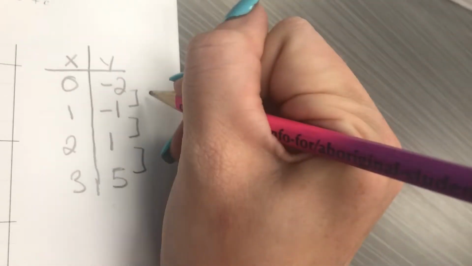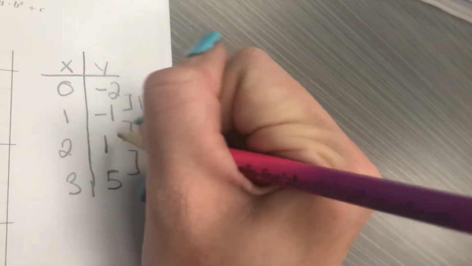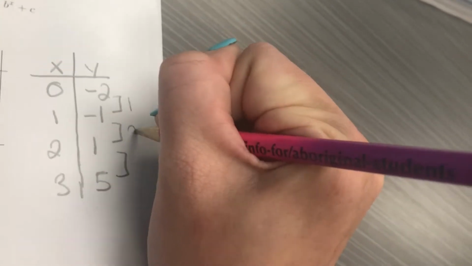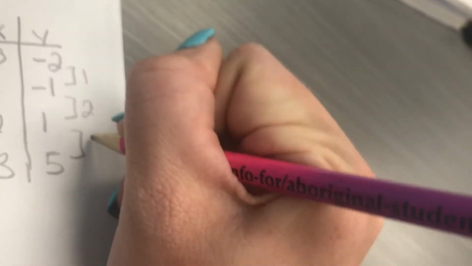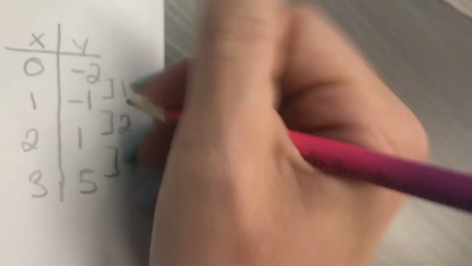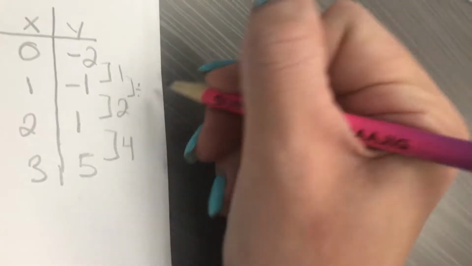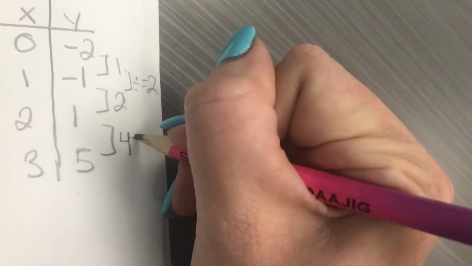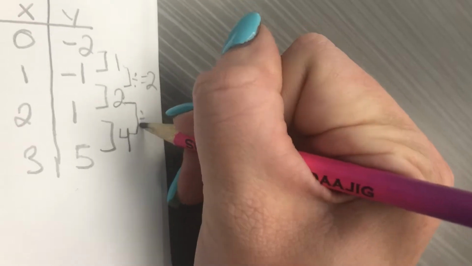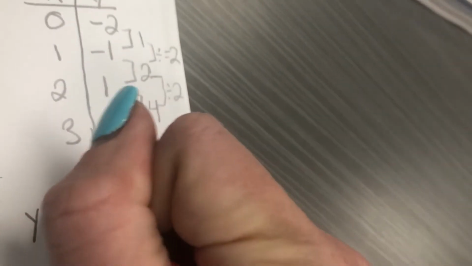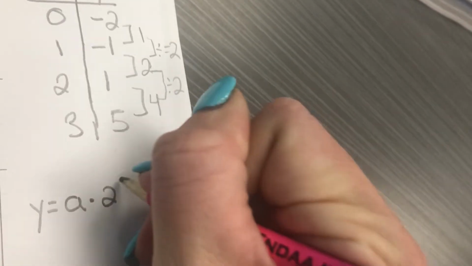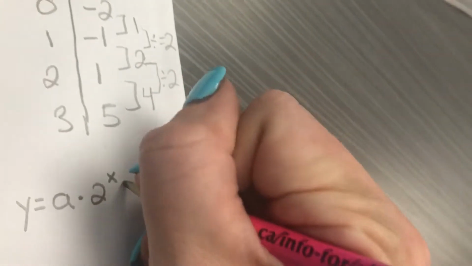So this here is just 1. This one here is 2. And this one here is 4. Okay, and then what you're going to do is divide these. So 2 divided by 1 equals 2, and the same thing, 4 divided by 2 equals 2. Okay, this tells me that my base, my b, is going to be 2. So now I know that y equals a times 2 to the x plus c.